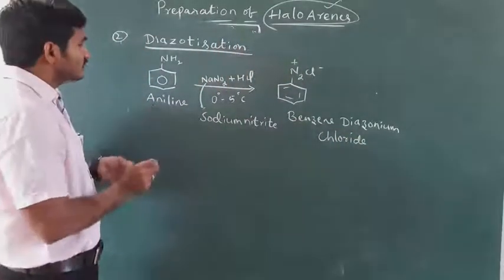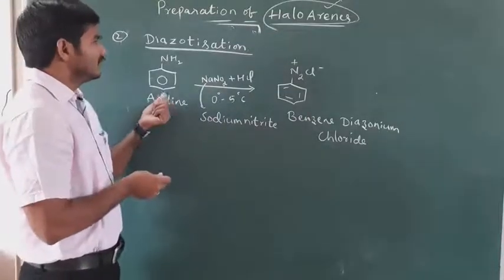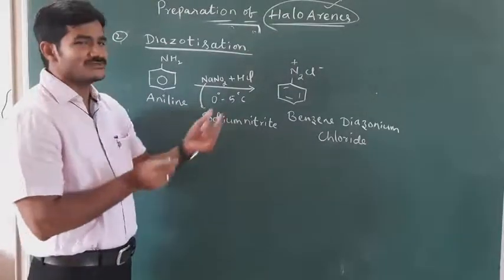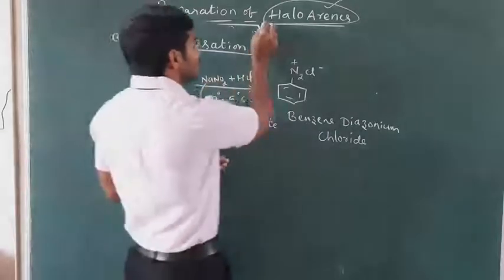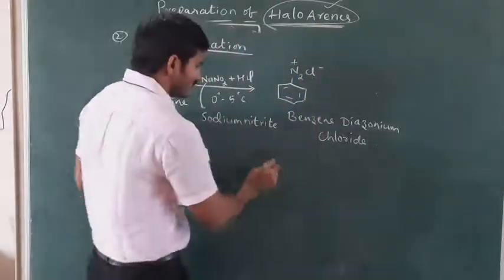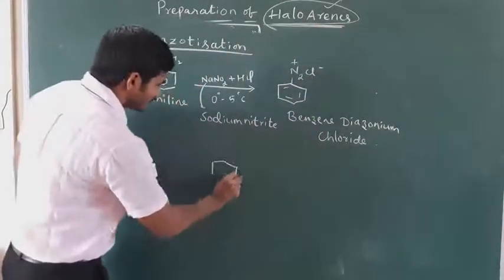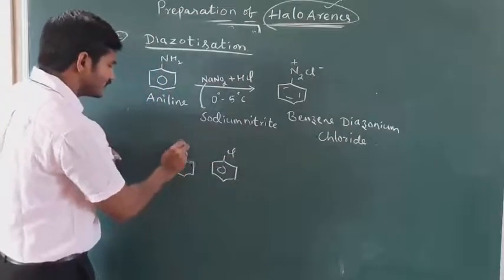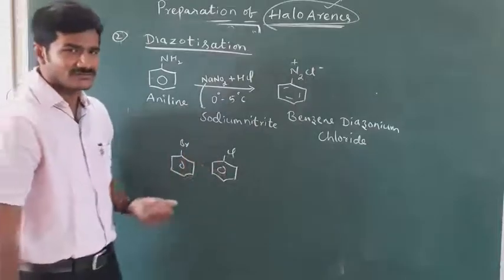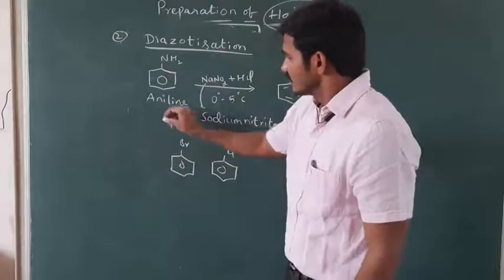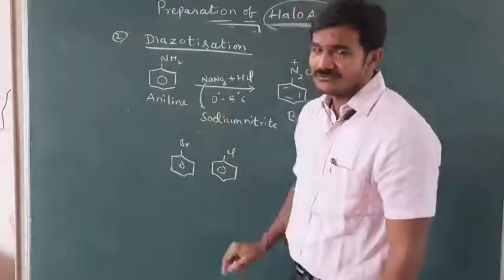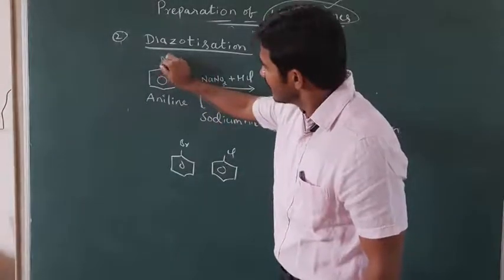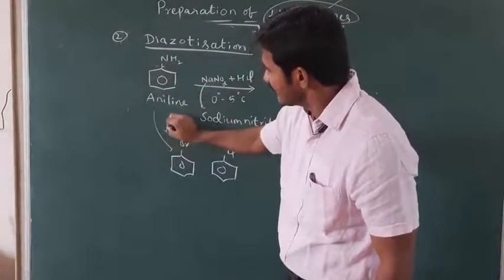Here the point is, why are we converting aniline to benzene diazonium chloride? What do we have to do? We have to prepare haloarenes. This is one haloarene, chlorobenzene. This is another haloarene, bromobenzene. These are haloarenes. Can you tell me, in the aniline molecule, can we directly break this bond and substitute the Br here by adding HBr?